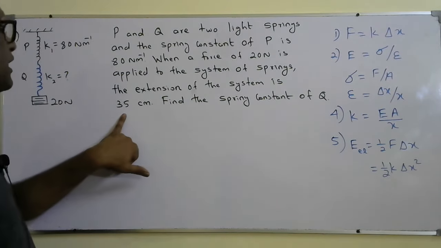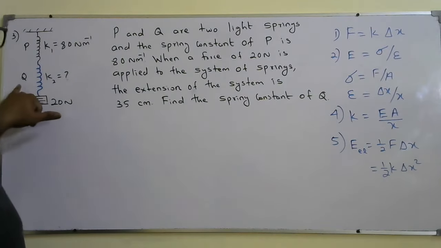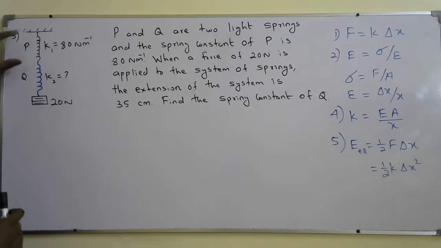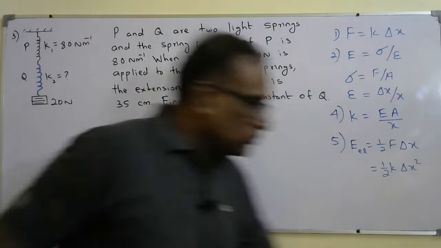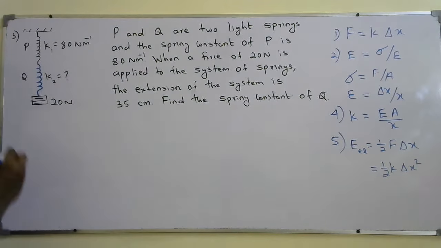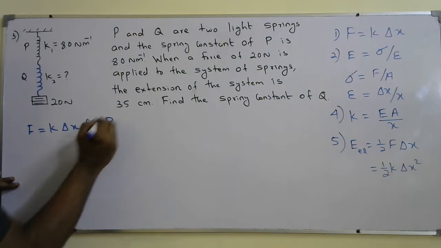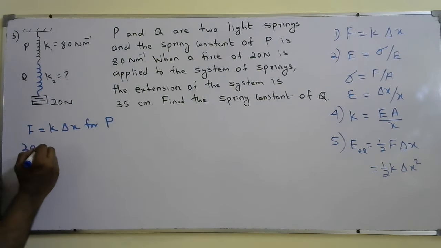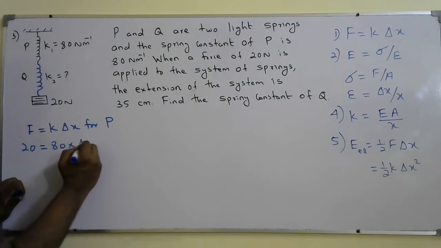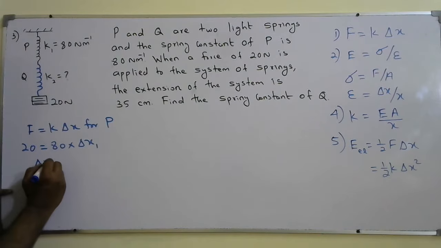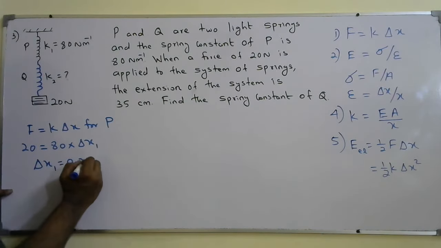Okay, so the total extension we know is 35 centimeter. We will first find the extension of the spring P, because the tension of the spring P is 20 and the spring constant is 80. We'll use F equals K delta X for the spring P. That is 20 equals 80 times delta X1, where delta X1 is the extension of P. So delta X1 will be 0.25 meters, that is 25 centimeter. The total extension is 35 centimeters.